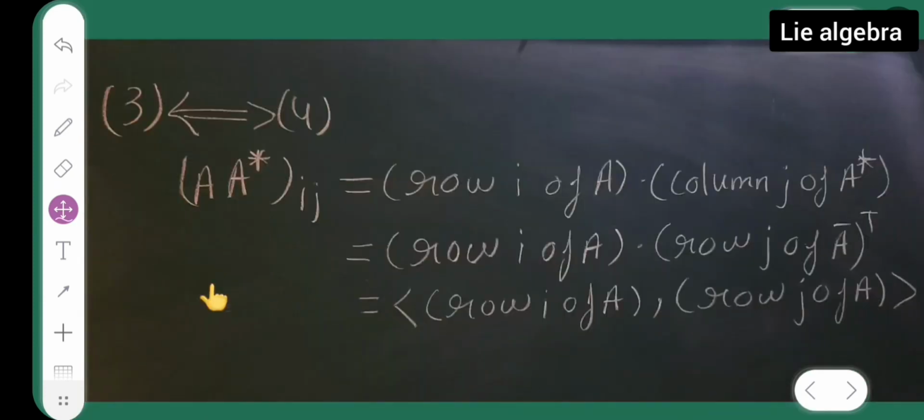Now A star ij is equal to row i of A into column j of A star. So row i of A, write it as it is. Now A star is what? A bar transpose, right? So I will make this row j of A bar transpose. Now this is equal to the inner product of row i of A comma row j of A, and this proves that this is nothing but your I. So we proved that 3 implies 4.